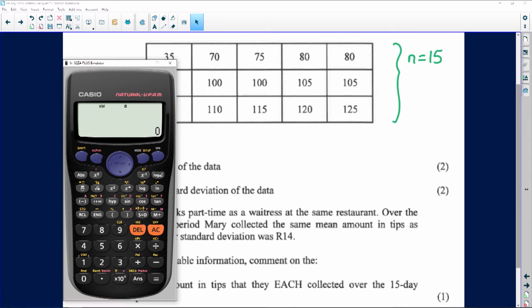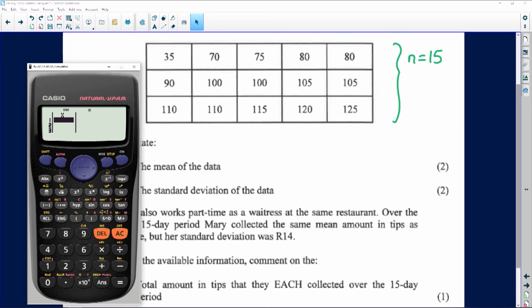Let's set it up. I've set it up for stat, so I'm going to go in, shift stat, and I'm going to start typing in my data. So I type in 35 in the first position, I press equal. Then 70, equal. 75, equal. Now folks, there's also an option where you can have your frequency in the second column. Then you do not have to type values more than once.